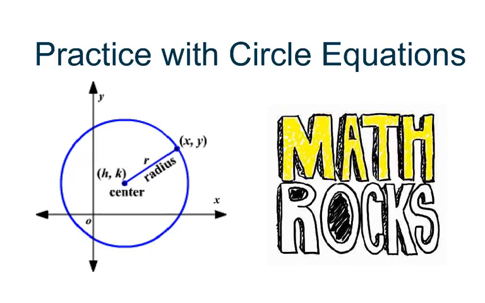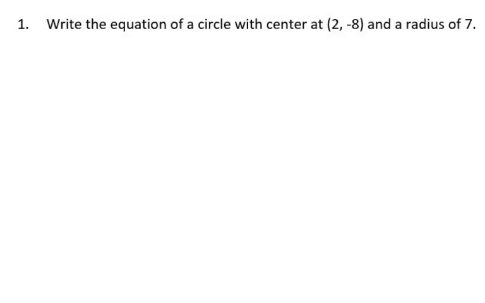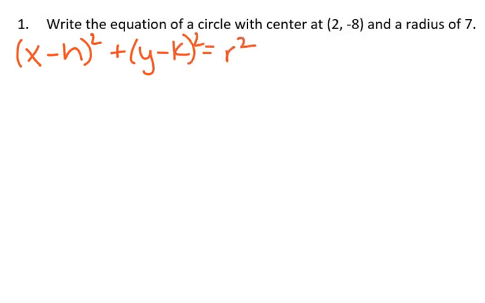In this video, we're going to take a quick look at practicing how to write the equation of a circle. So we first need to remember that our basic equation of a circle is going to be x minus h squared plus y minus k squared is equal to r squared.